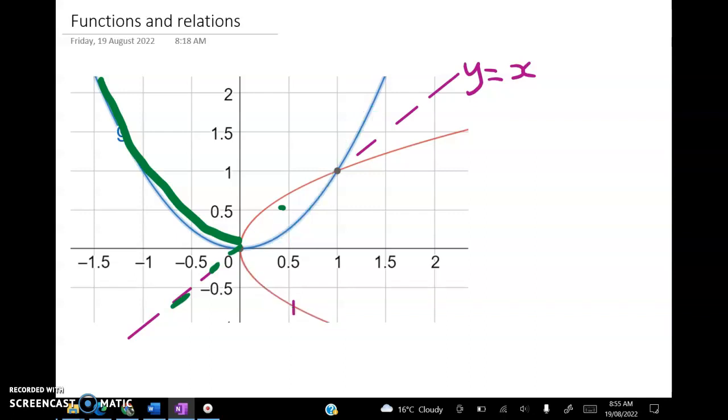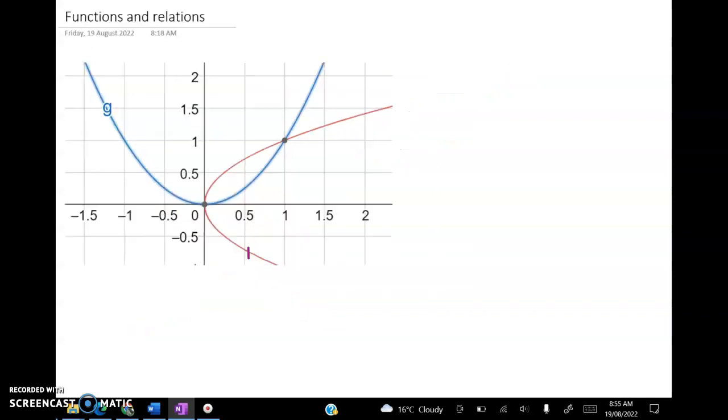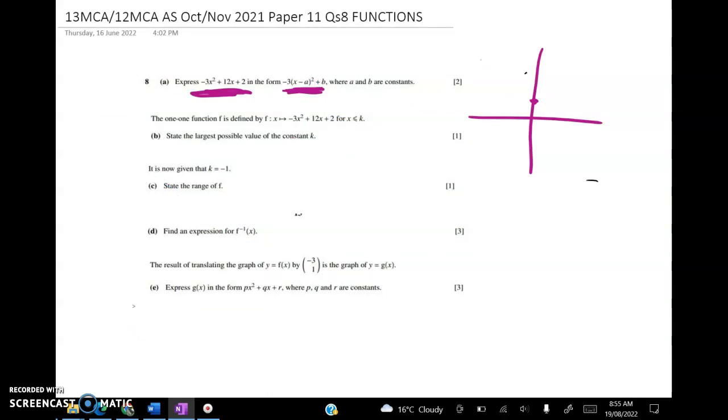So here, first of all, we're going to go back to our function, and we're going to find it in vertex form. And then we're told that our 1-to-1 function is defined by this, so the same equation, but just for x is less than or equal to k. And that means that we're going to be working with this bit of the parabola. I'm just going to change my pen size so you can read it better.